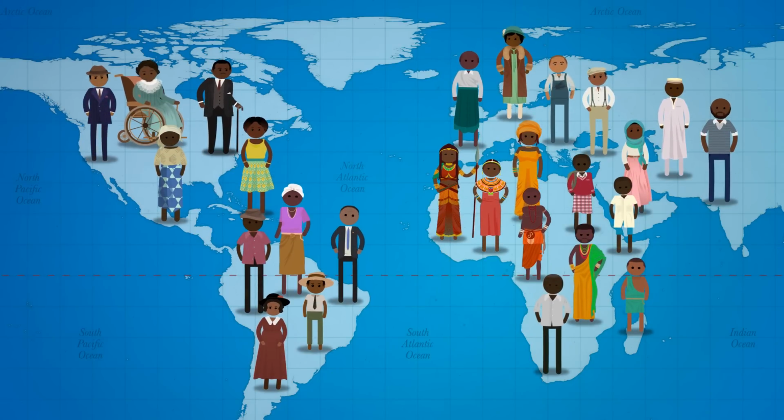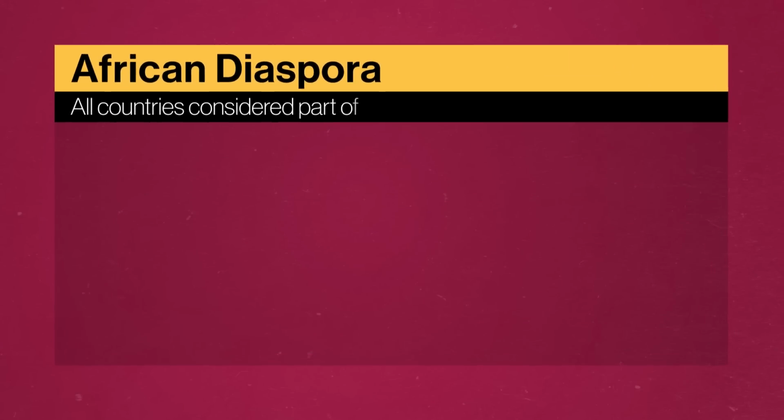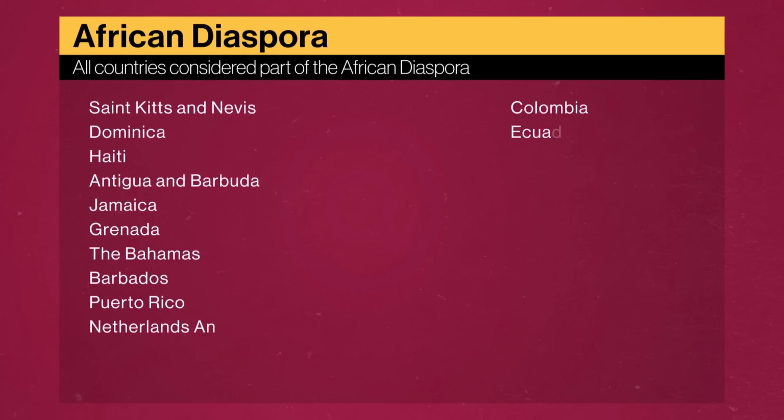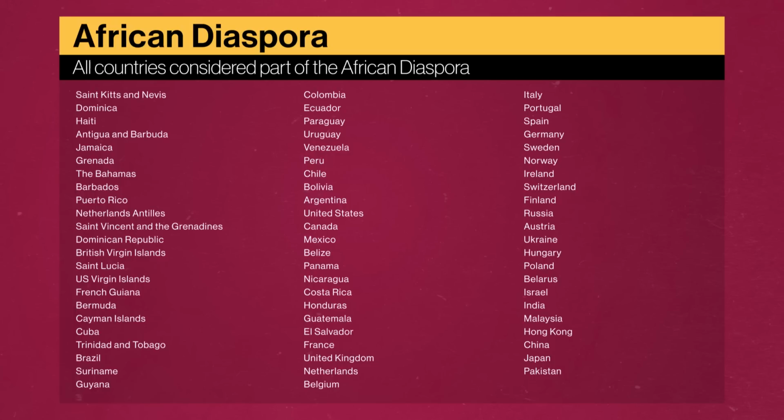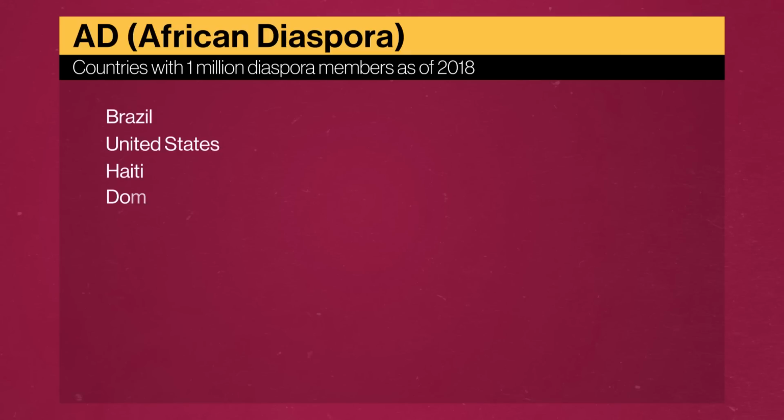For instance, let's say we want to explore the African diaspora, which refers to the movement of people from Africa to other parts of the world, both voluntarily and involuntarily, and their descendants. We could start by making a set that contains all the countries that are considered part of the African diaspora. But that list could get rather long, so we're going to set some boundaries for our set, which is a very mathy thing to do. So let's call our set AD, and say that it has all the countries that as of 2018 had more than 1 million members of the African diaspora.